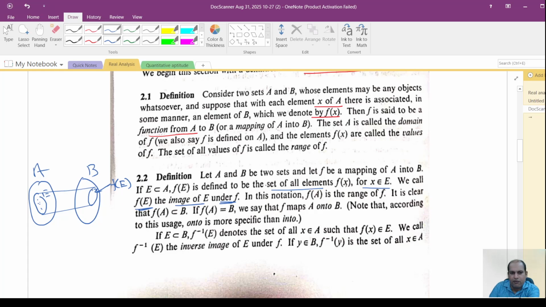Obviously, this f of E, or in fact f of A, all these images are going to be within B. So f of A will be either equal to B, or f of A may be a proper subset of B. If f of A equals B, we say that f maps A onto B, because for an onto map, every element of the codomain must have a preimage. So in that case, if it is onto, then the image of A will be the whole set B. Now, there is another notation, the set theoretic inverse.